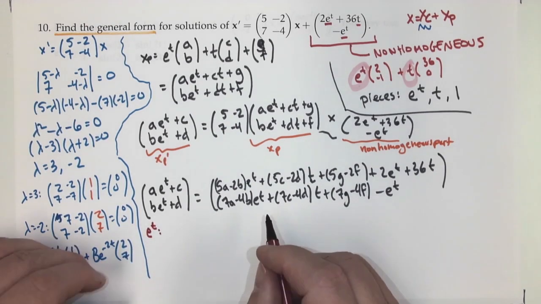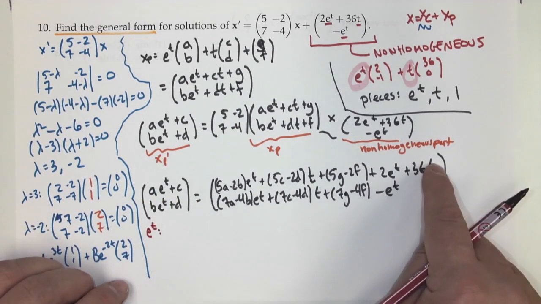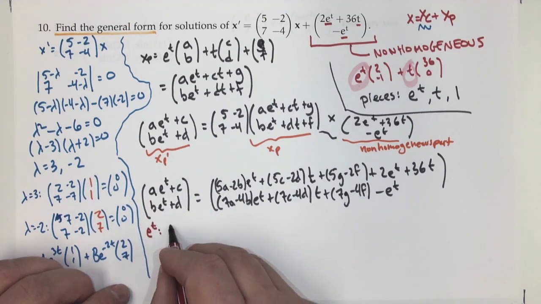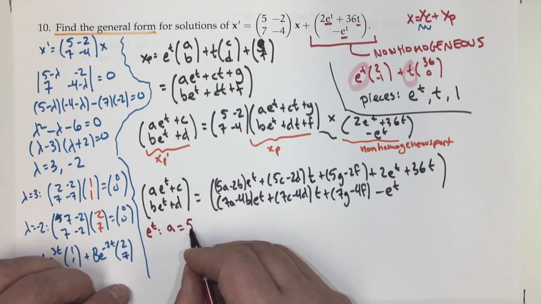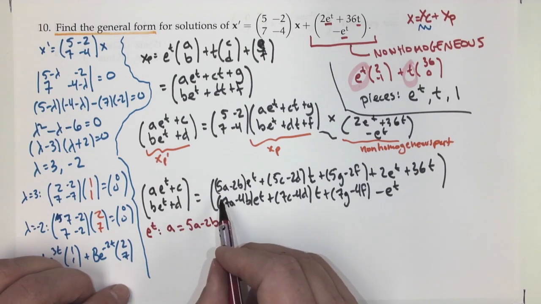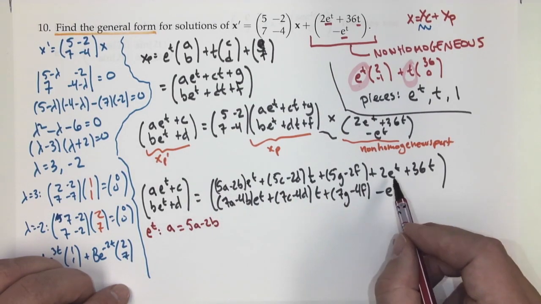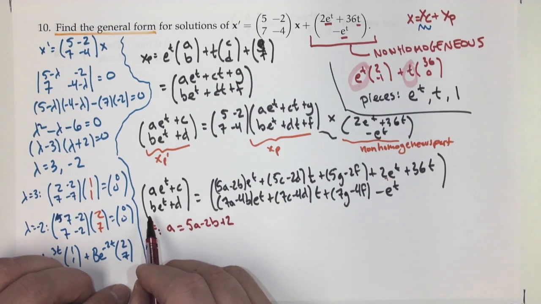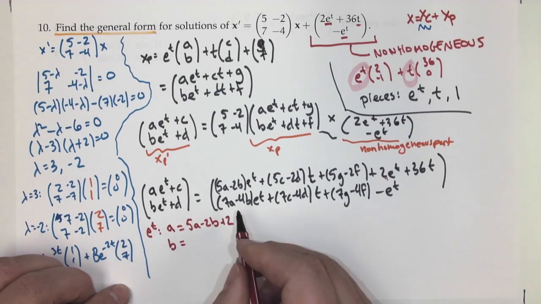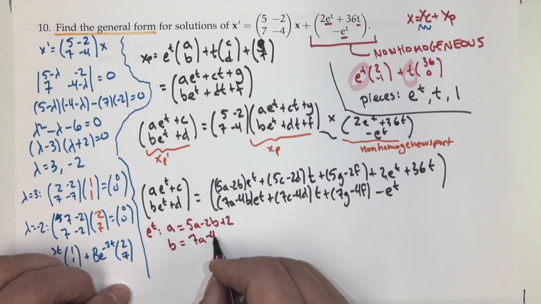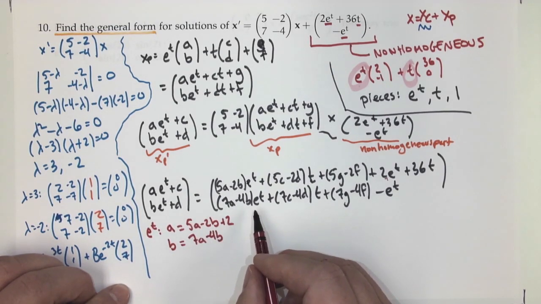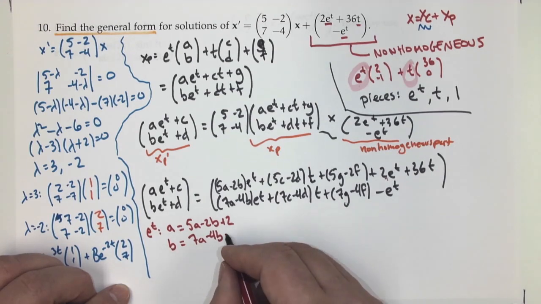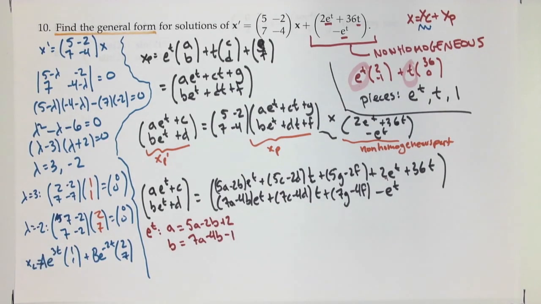So e to the t, we'll start with the top line. We're going to have a equals 5a subtract 2b and 2. So plus 2. Read the bottom line. B is equal to 7a minus 4b and minus 1. And lo and behold, we have two equations and two unknowns.